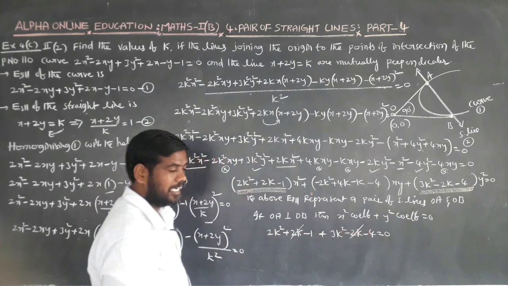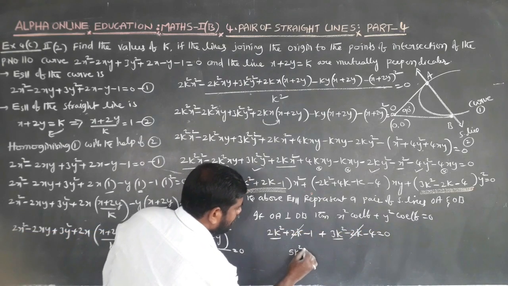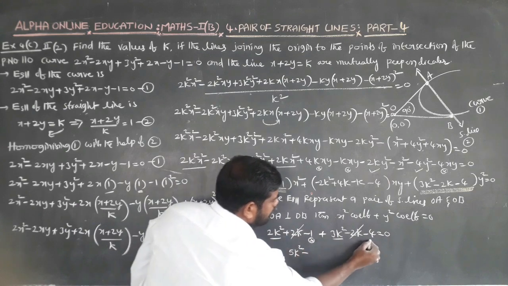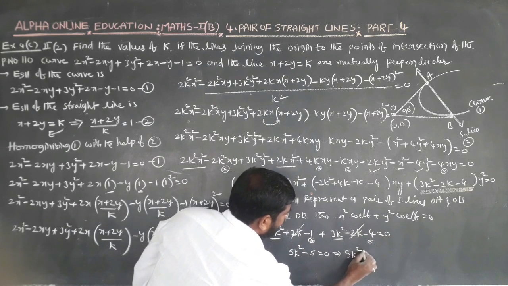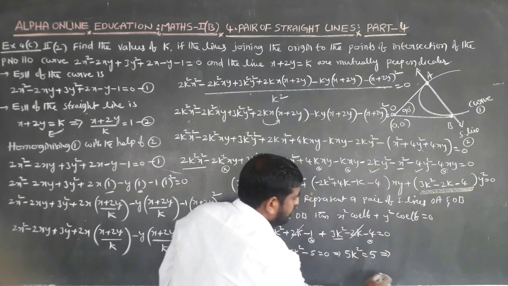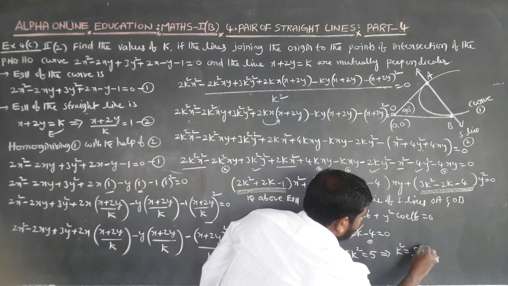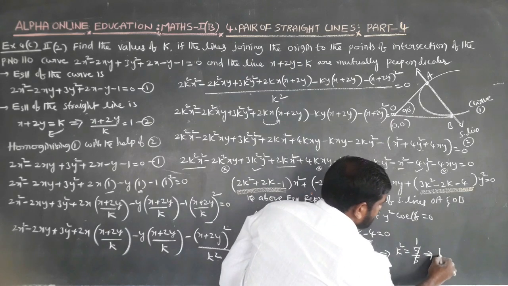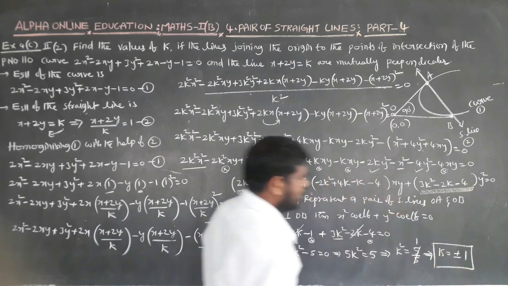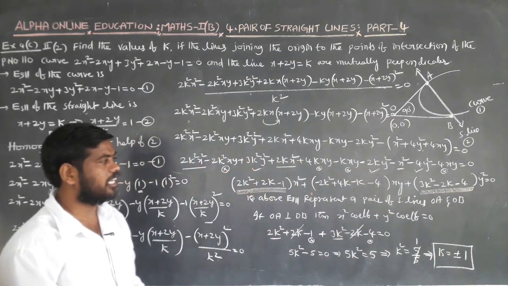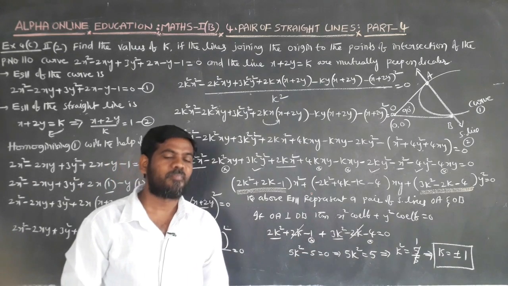2k cancels, 2k² + 3k² gives 5k², minus 1 minus 4 gives minus 5, so 5k² − 5 = 0. 5k² = 5, so k² = 5/5 = 1, which means k = ±1. K equals plus or minus 1 is the answer.